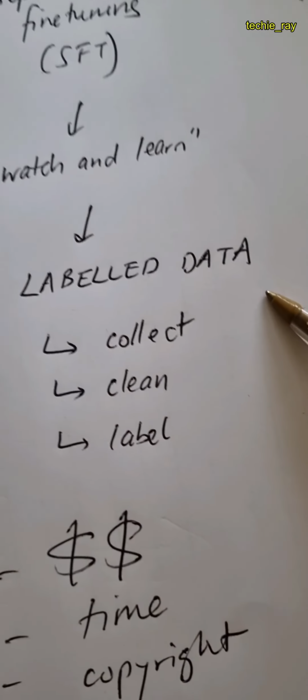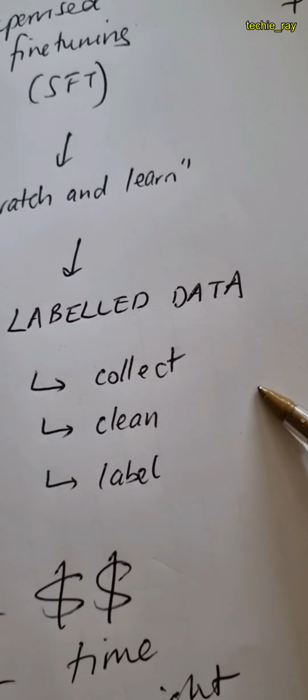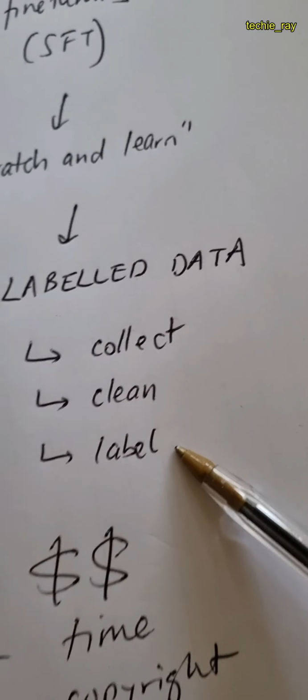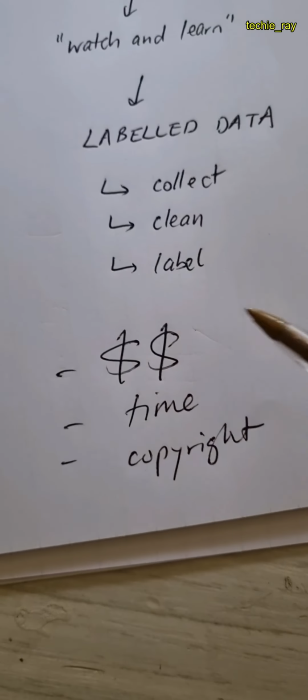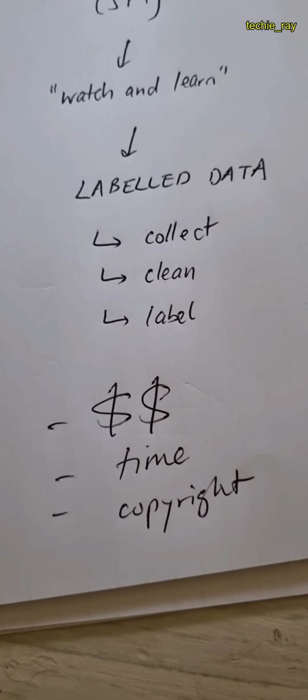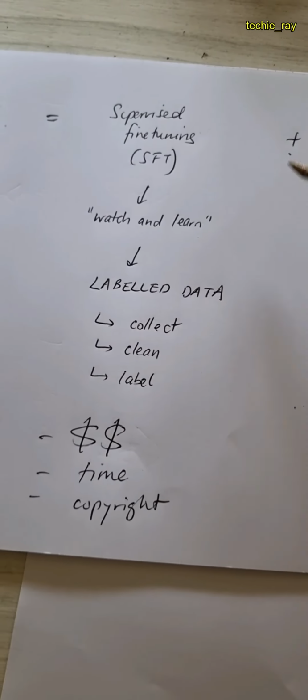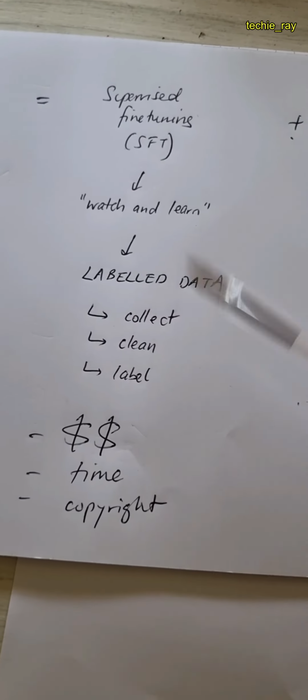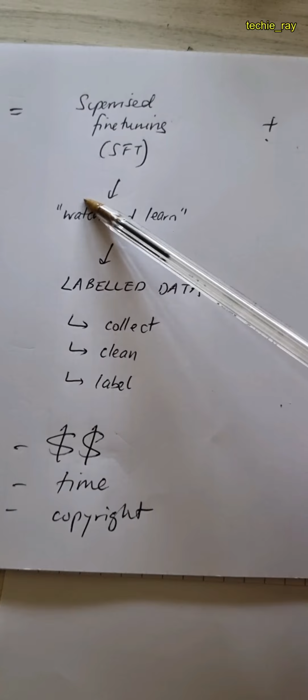You have to collect it, and then you have to clean and organize it into structured formats. You then often have to manually label it. And this costs a lot of money, time, and often runs into copyright issues depending on how you collected the data. Now, in theory, you can train a model purely based on SFT, but that requires a lot of data. So often SFT is combined with reinforcement learning to help refine the model even further.